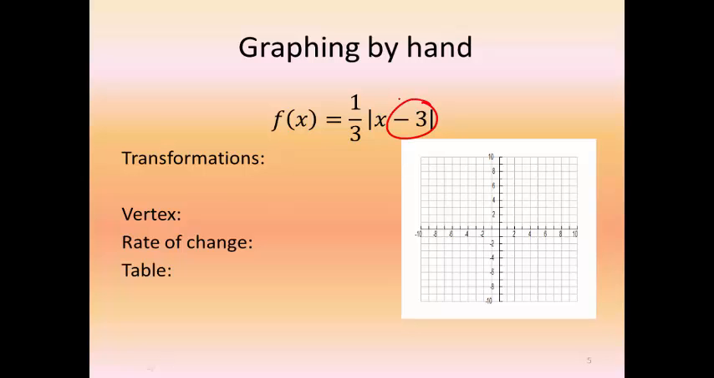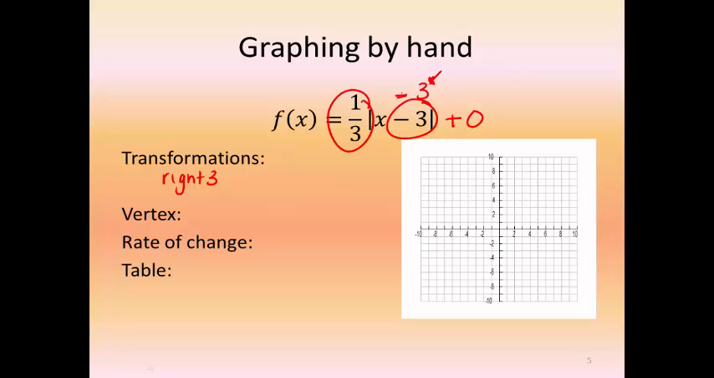Here I see minus, but the 3 is what we really want to pay attention to, because remember that this negative sign is actually built in. So this went to the right 3. Because there's nothing written on the outside, it did not go up or down. I could write that it went up 0, but that's unnecessary. It just didn't move up or down.